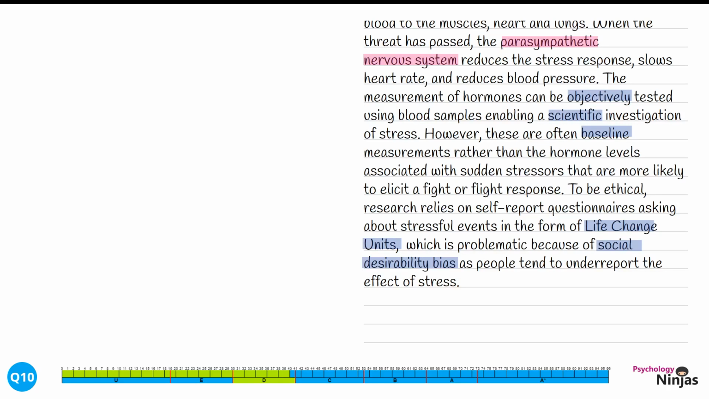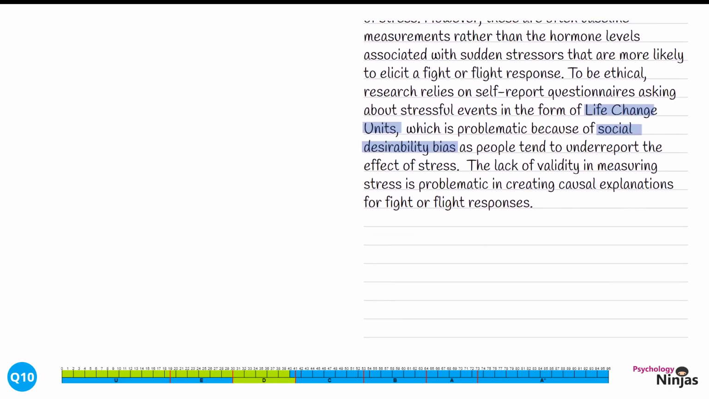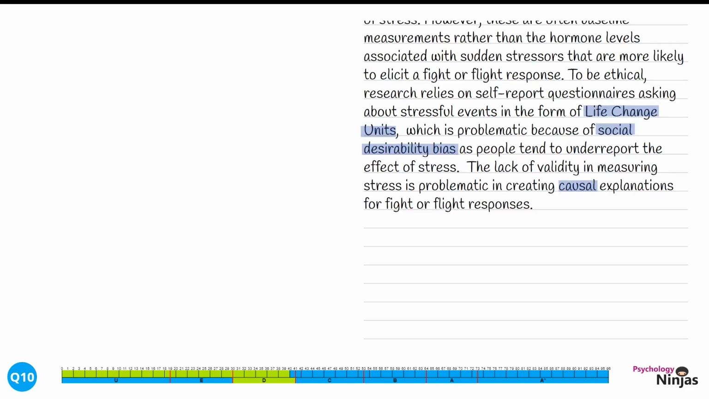We're going to link this all together, giving a judgment next. The lack of validity in measuring stress is problematic in creating causal explanations for fight or flight responses. So we've discussed our lack of accuracy in terms of cause and effect. We're then going to discuss our other response to stressors.